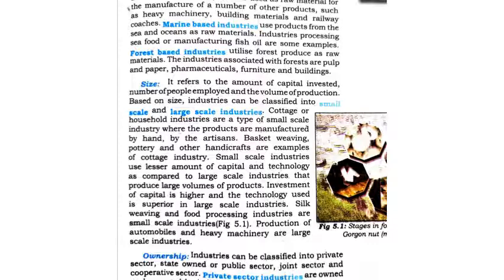So let's see what we can learn in this chapter.